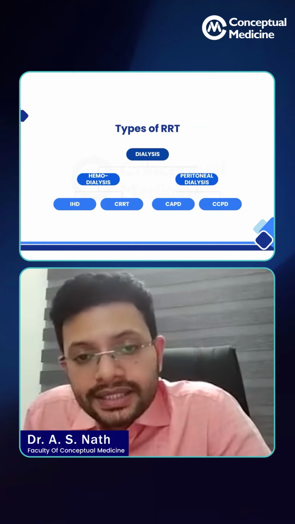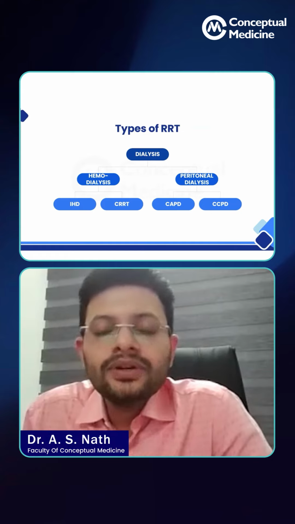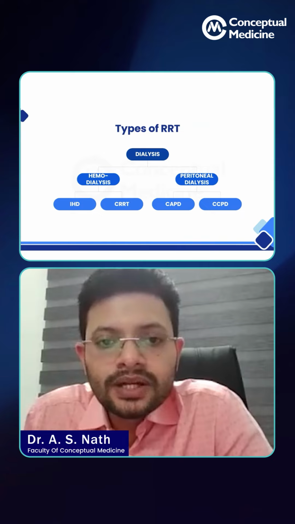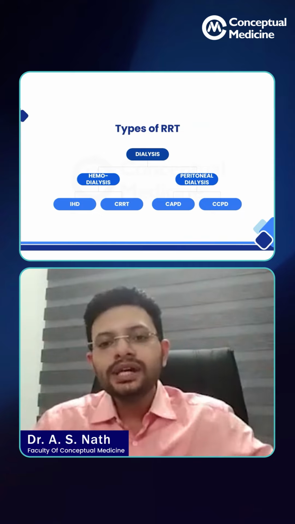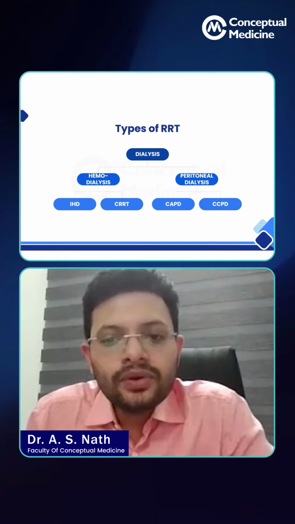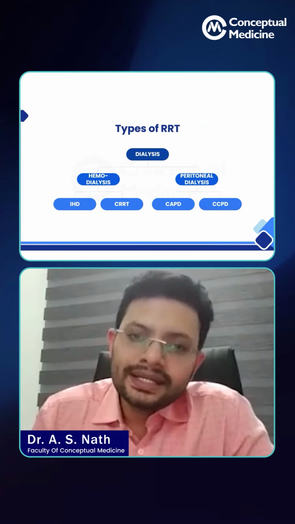So going to types of RRT, okay, dialysis. We're going to talk only about dialysis today. We're not going to talk about transplant. So dialysis is of broadly two types. I'm sure all of you are aware. There is hemodialysis and then there is peritoneal dialysis.